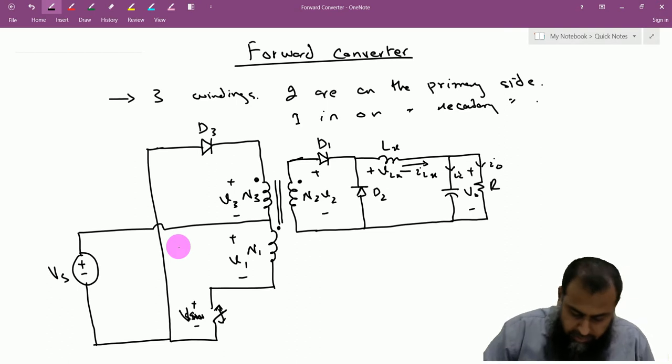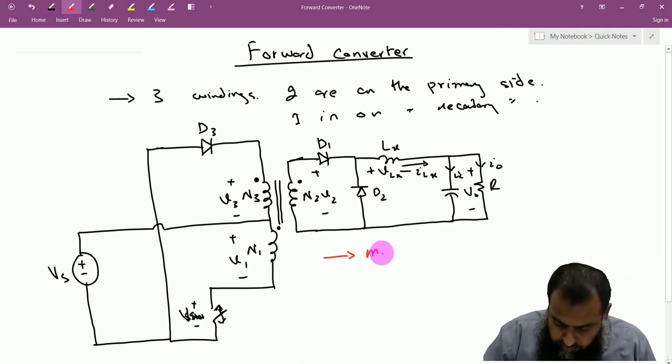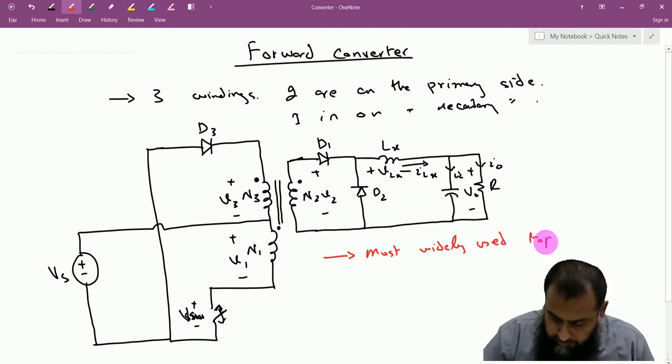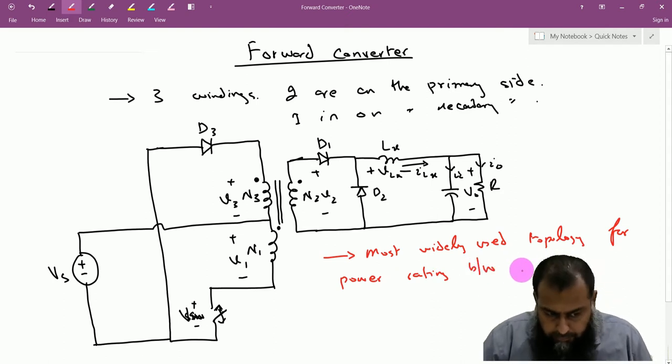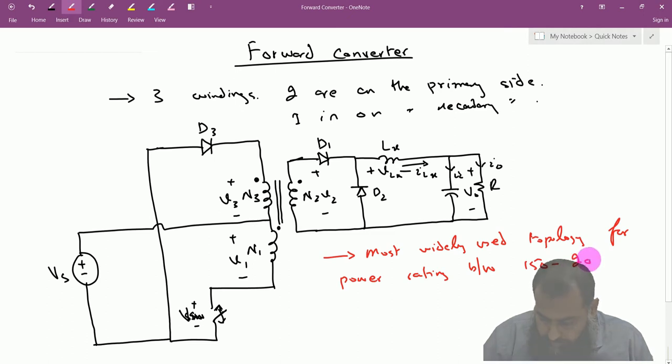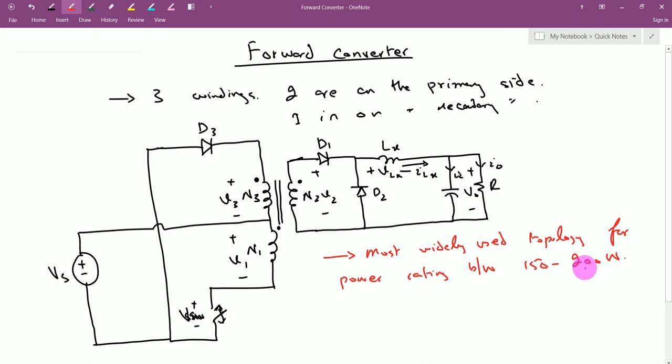So first, let's have a disclaimer. It is the most widely used converter topology for power ratings between 150 and 200 watts. Beyond 200 watts, the input current becomes excessive, and that puts too much burden on the current rating of this switch, and therefore it is restricted up to 200 watts. And for this 150 to 200 watt range, the input voltage should be between 60 and 200 volts.